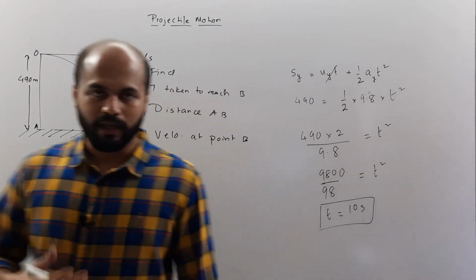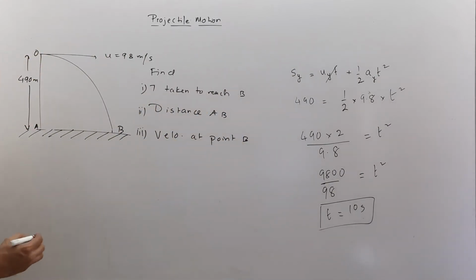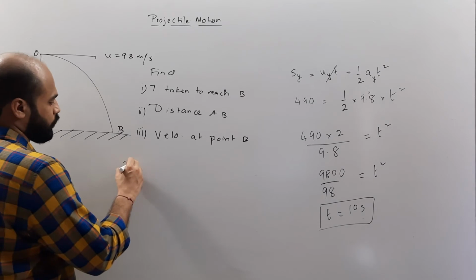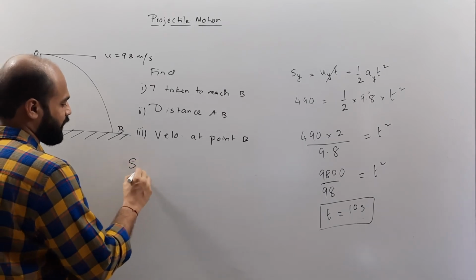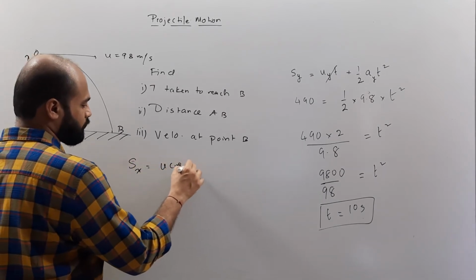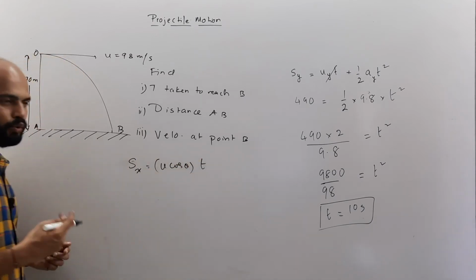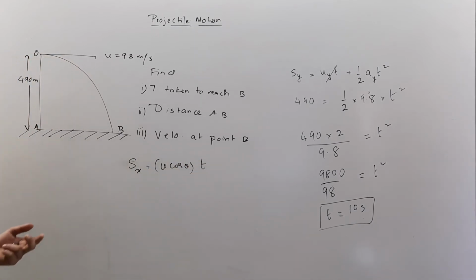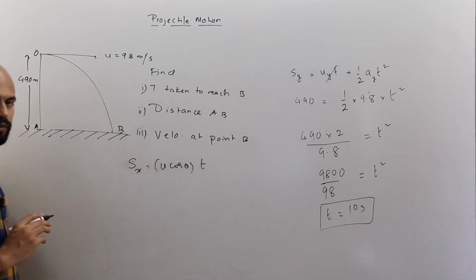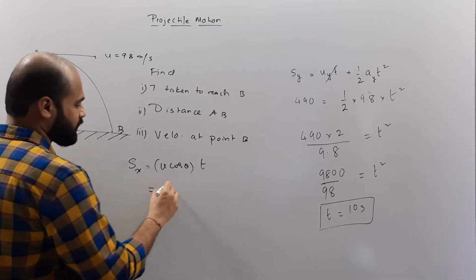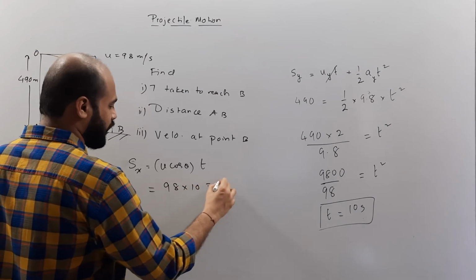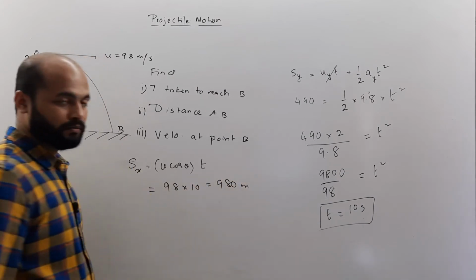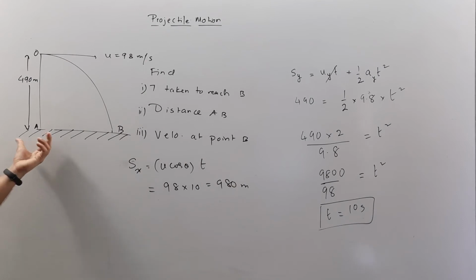Now you will find the distance AB. So to find the distance AB, we have to use Sx. So Sx we know is going to be u cos theta into t. Now u cos theta entirely over here is going to be 98, simply because we know that u is 98 and cos theta is 0. So the angle that it makes with horizontal is 0. That is the reason this is 98 into the time taken. So that comes as 980 meters. That's the second one. So you can see that this distance AB is going to be 980 meters.